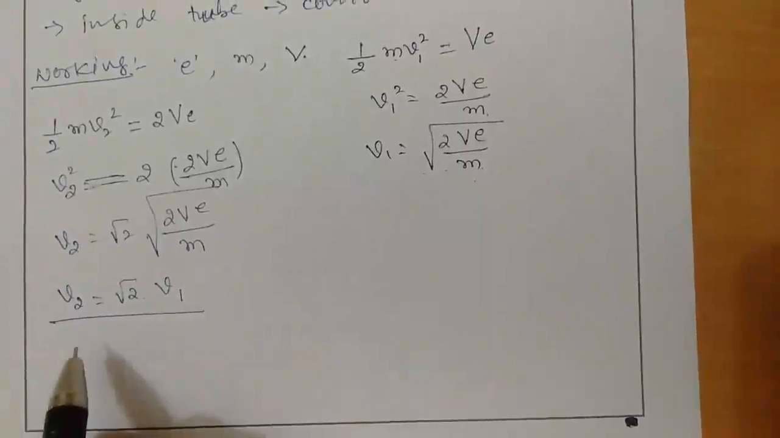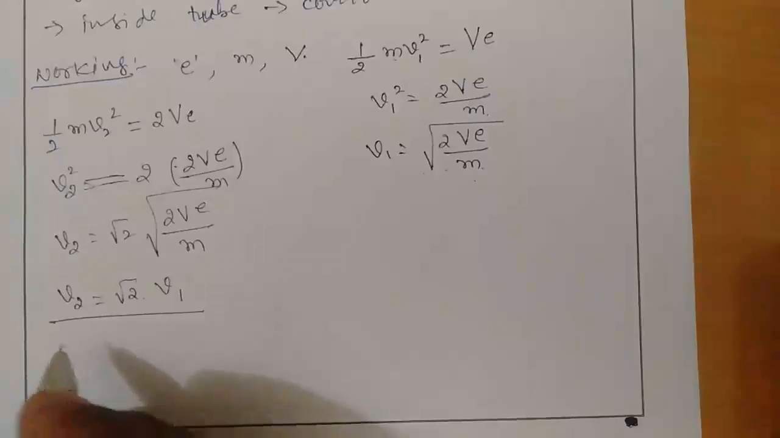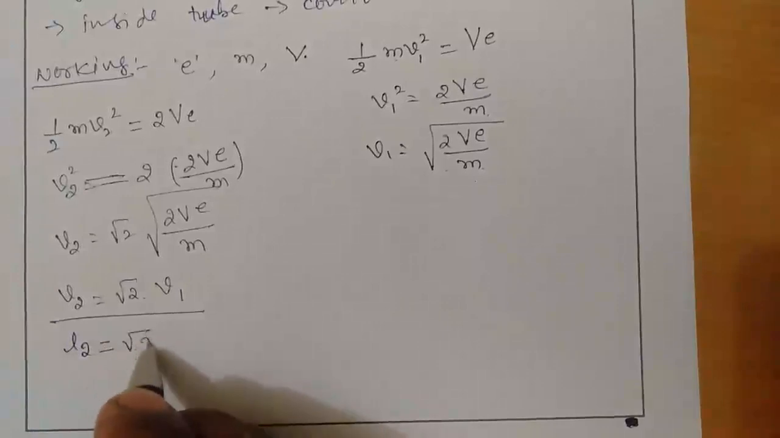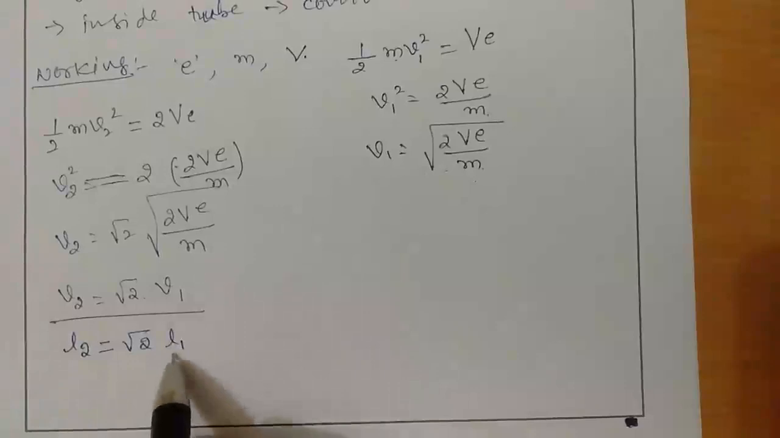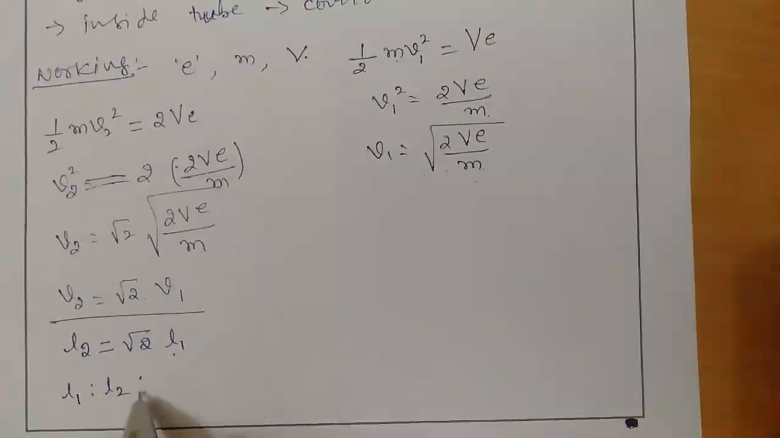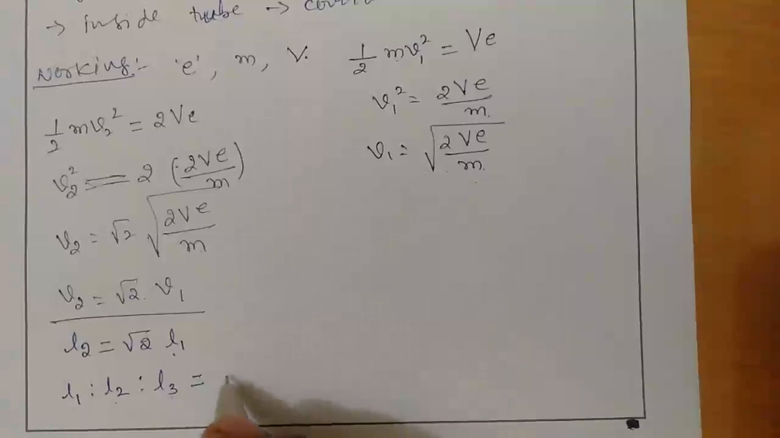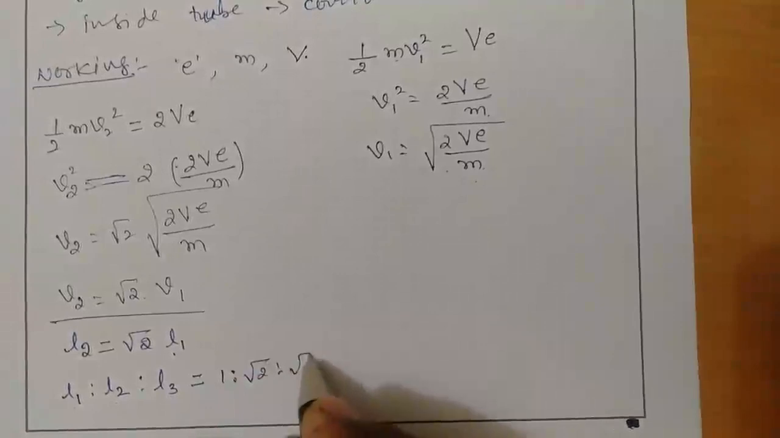From this we can say that the length of the second tube must be equal to square root 2 times the length of the first tube. Okay, so if L1 is the length of the first tube, L2 is the length of the second tube and L3 is the length of the third tube, then the ratio of the lengths of the first, second and the third tubes can be written in the form 1 is to root 2 is to root 3.